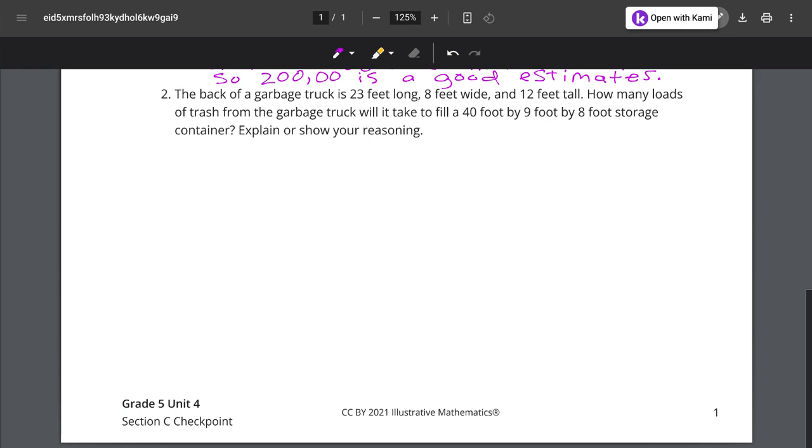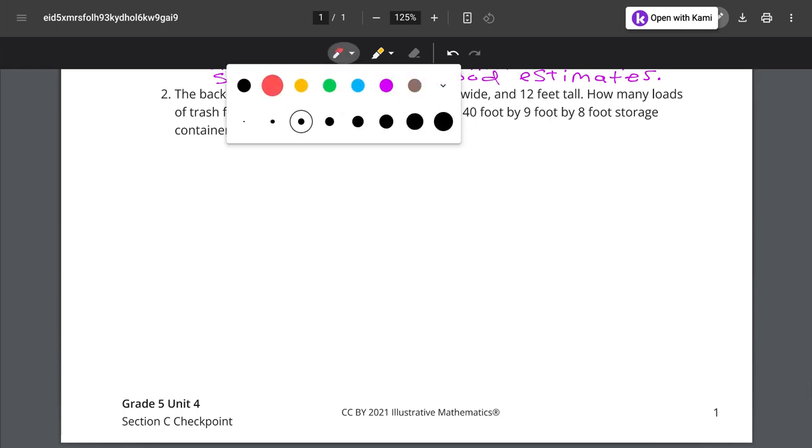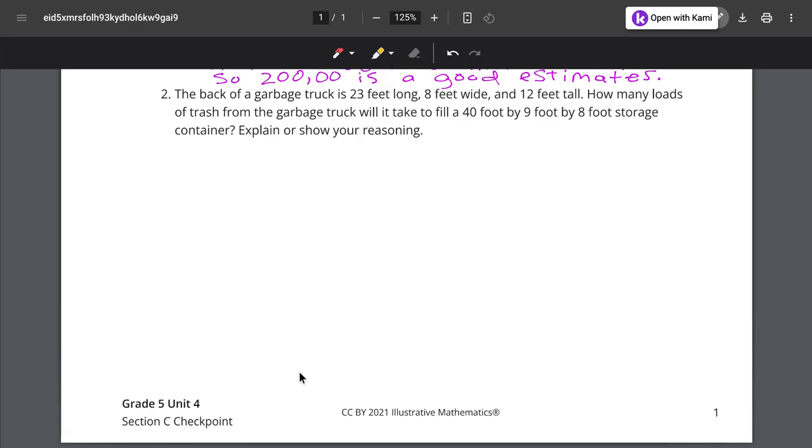So let's first consider. I'm going to sketch this out a little bit. The first thing that I'm going to consider are the dimensions of the garbage truck. I'm going to write that down here, that I'm thinking about the garbage truck. Now the dimensions of the garbage truck are 23 by 8 by 12, right? The length, the width, and the height.